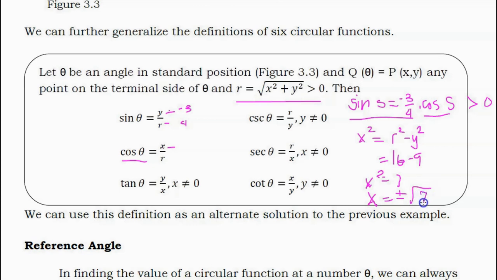It is almost similar to the earlier one, but the difference is that this x value is from the big circle, not from the unit circle. So by substituting the value of x here, we get the value of cosine s. Since it must be greater than 0, we consider the positive value. Therefore, our cosine s is equal to square root of 7 all over 4.